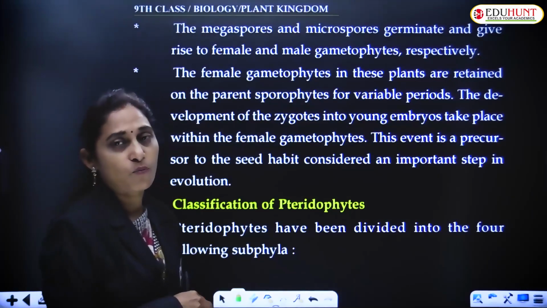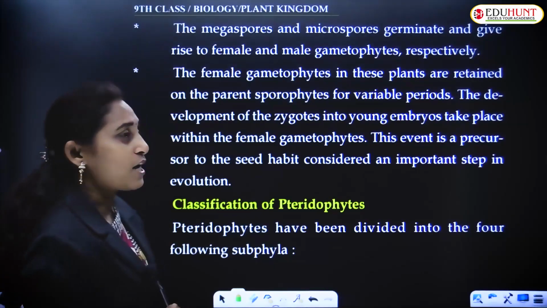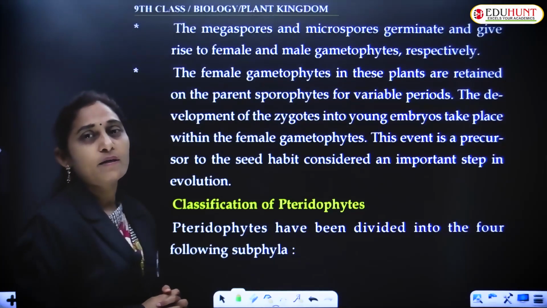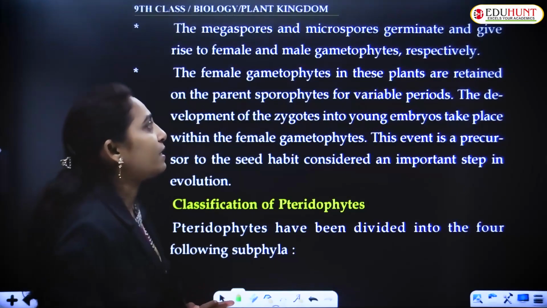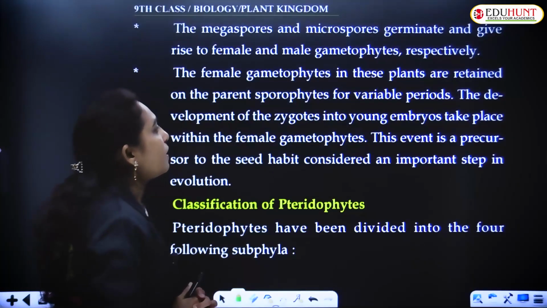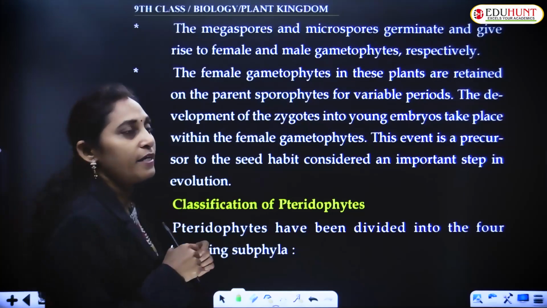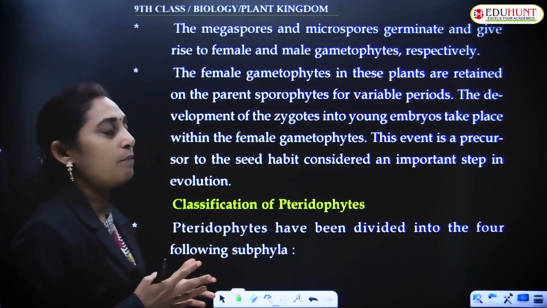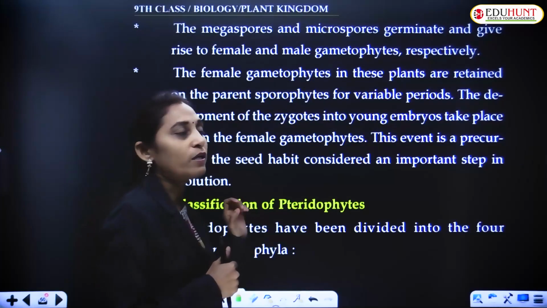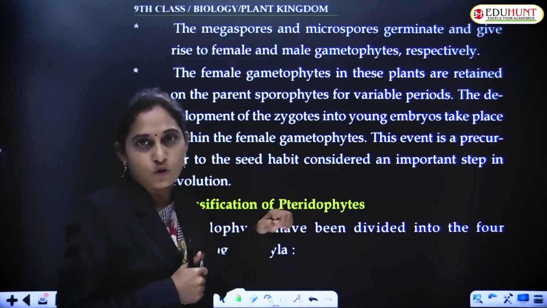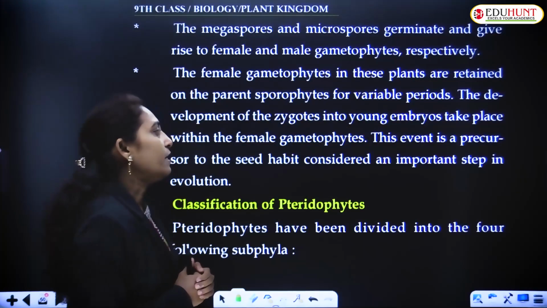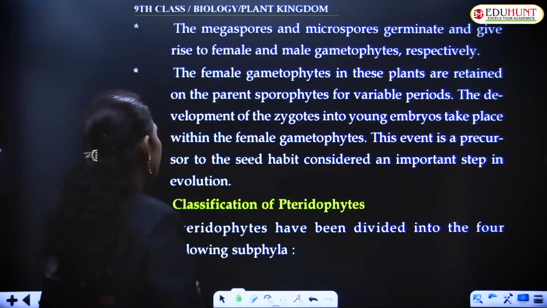But in case of heterosporous condition, the megaspores germinate and give rise to the female gametophyte, and the microspores give rise to male gametophytes. The female gametophytes in this case are retained on the parent sporophytes for variable periods. The development of the zygote into a young embryo takes place within the female gametophyte. This event is a precursor to the seed habit, considered an important step in evolution.